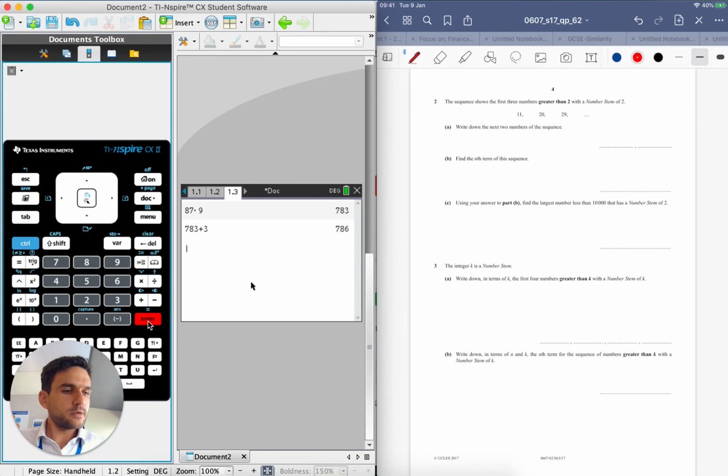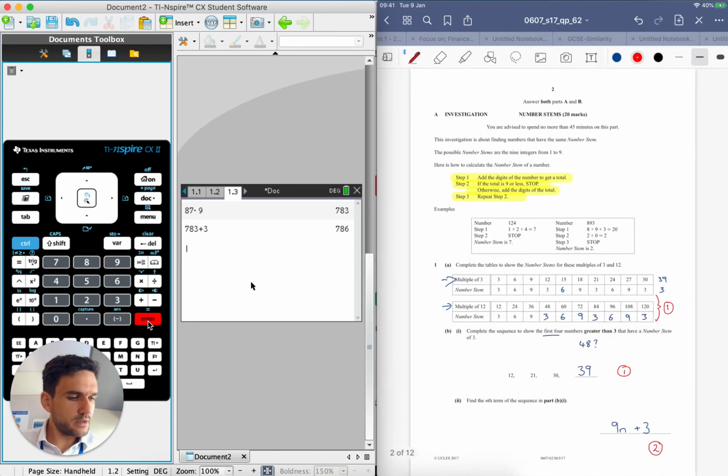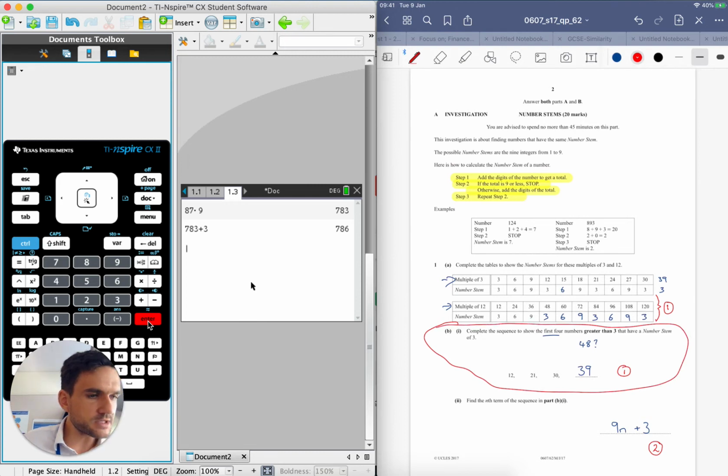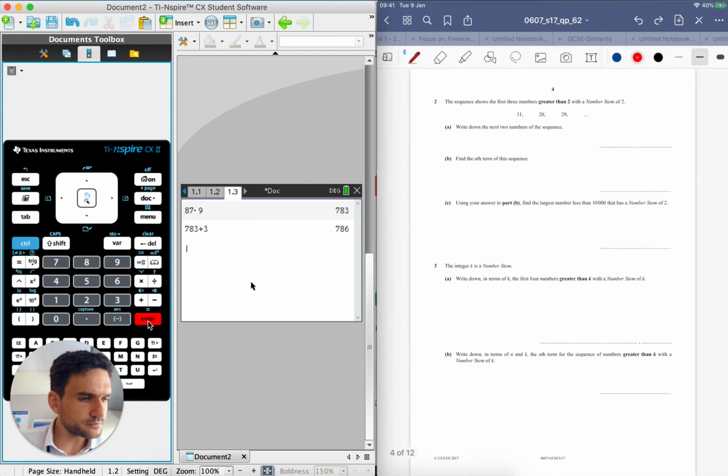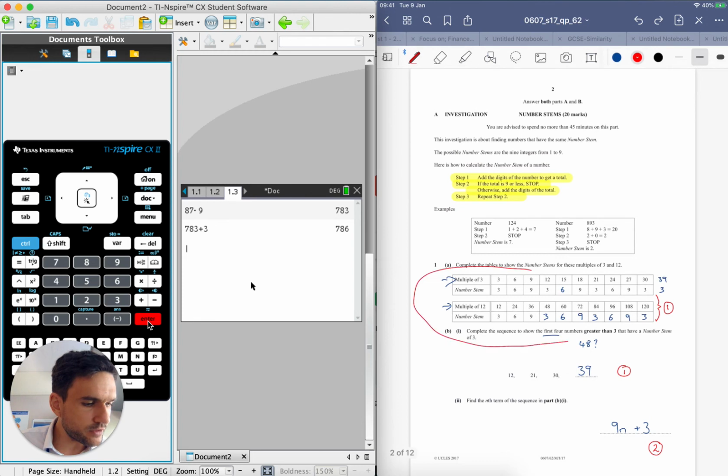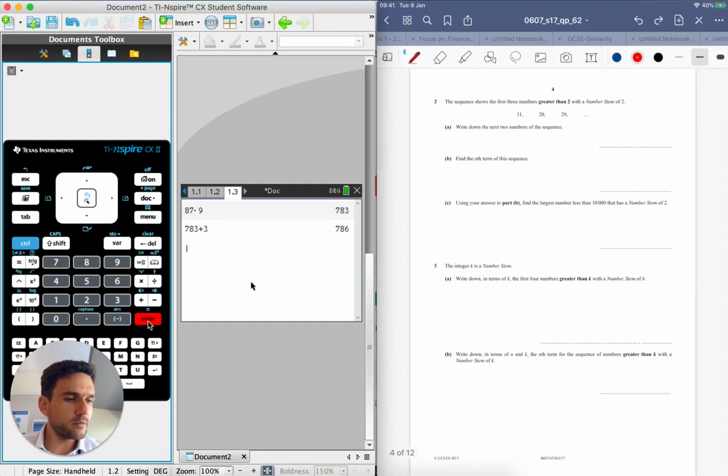The bit that this reminds me of immediately is way back here, when we were looking at this question, first 4 numbers greater than 3 that have a number stem of 3. It's very similar wording, and what I was interested in was those number stems of 3. Now, what we're interested in now is number stems of 2, and they've given us the first 3. We need the next one. Now, we don't have the table here to refer to. In fact, none of these numbers have a number stem of 2, so we know that those numbers are not going to help us. But let's have a look at the ones that we've got. So we've got 11, 20, 29.